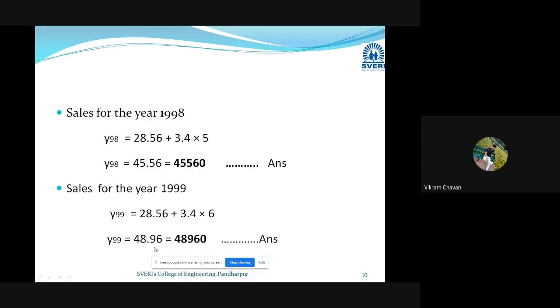In the same manner, we will get the forecasted value for the year 1999 as 48.96, and if you multiply it with 1000, then it will become 48,960. Okay, so here we reach the end of the last lecture.